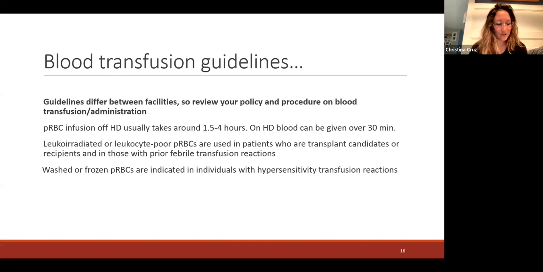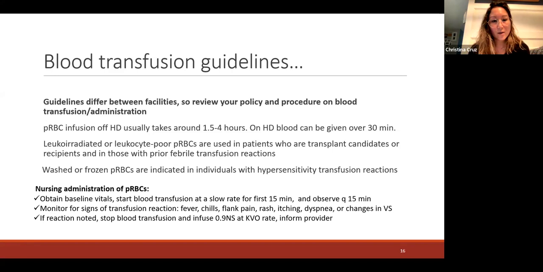You can give blood faster during HD because the blood is being cleaned simultaneously, which reduces the risk of hyperkalemia by way of diffusion. And additionally, blood volume can be added to the fluid removal goal and taken off with HD by way of ultrafiltration. So that's definitely a huge perk to why we like to give ESRD patients' blood during dialysis.